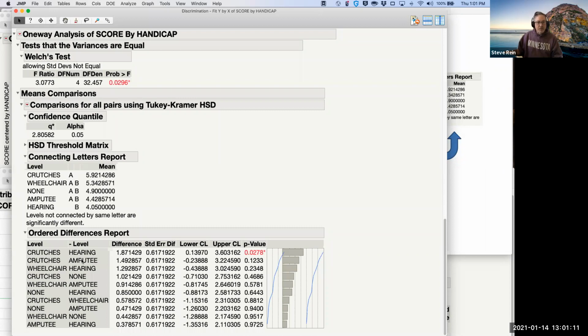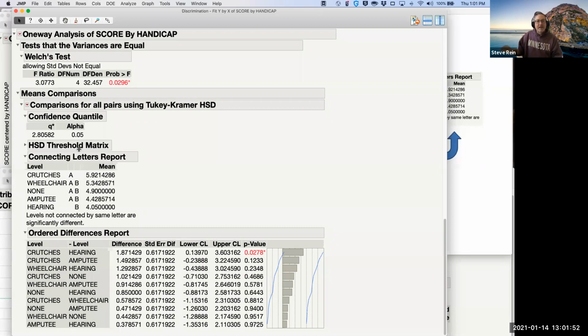Let's try crutch compared to amputee. Mu crutch minus mu amputee is 95% sure to be in the negative 0.24 to positive 3.22 range. In other words, the average crutch score might be as much as 3.22 higher than the average score given to the individual with the amputation. But it could be the case that the crutch score could be as much as 0.24 lower. So in that case, I'd say I can't tell you which group is higher in terms of the average.